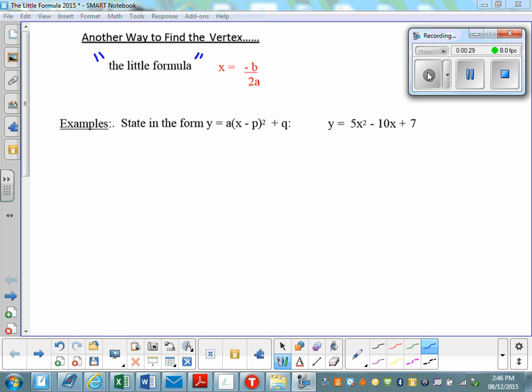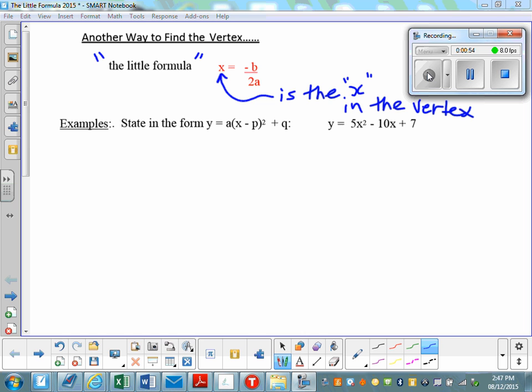So the little formula is a formula for x. And x is equal to minus b over 2a. And this x is the x in the vertex. So you've heard of Elf on the Shelf. This is x in the vertex.